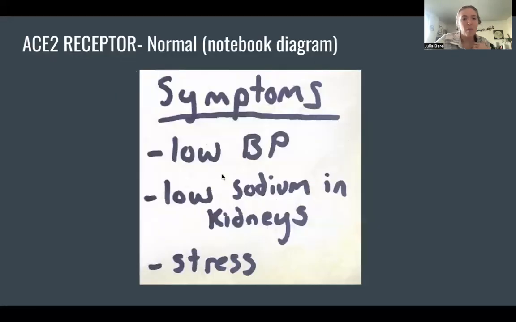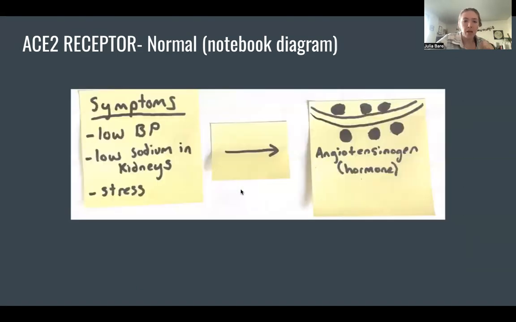We're going to start by talking about symptoms. The ACE2 receptor normally in your cells is involved in a pathway that helps with blood pressure. So if your body receives the signals of low blood pressure, or low sodium in your kidneys, or even stress, your body starts to produce a molecule called angiotensinogen. Angiotensinogen is a hormone.